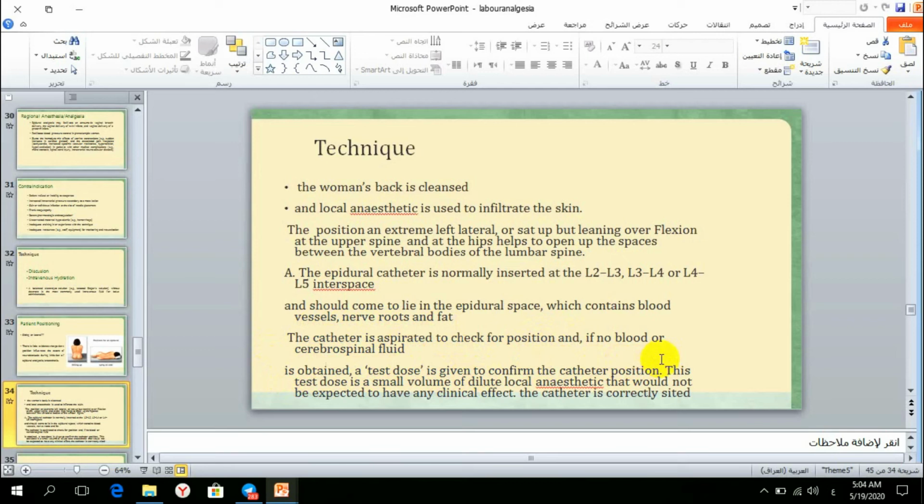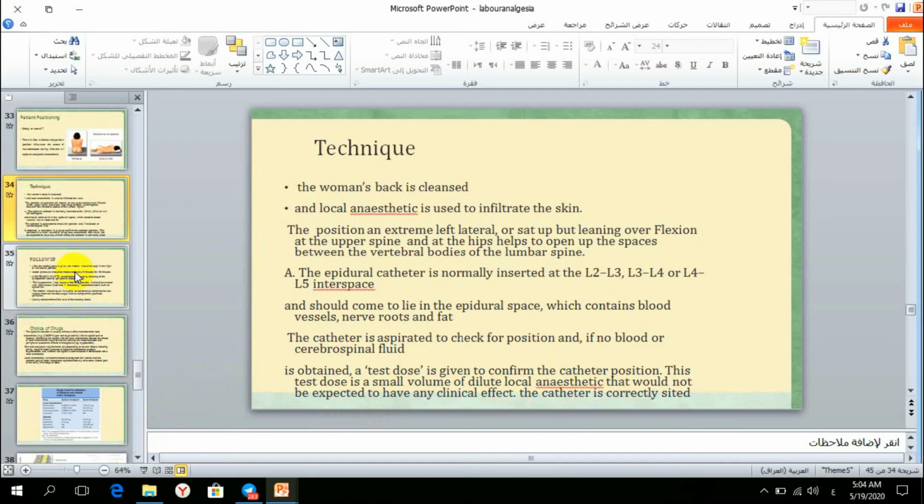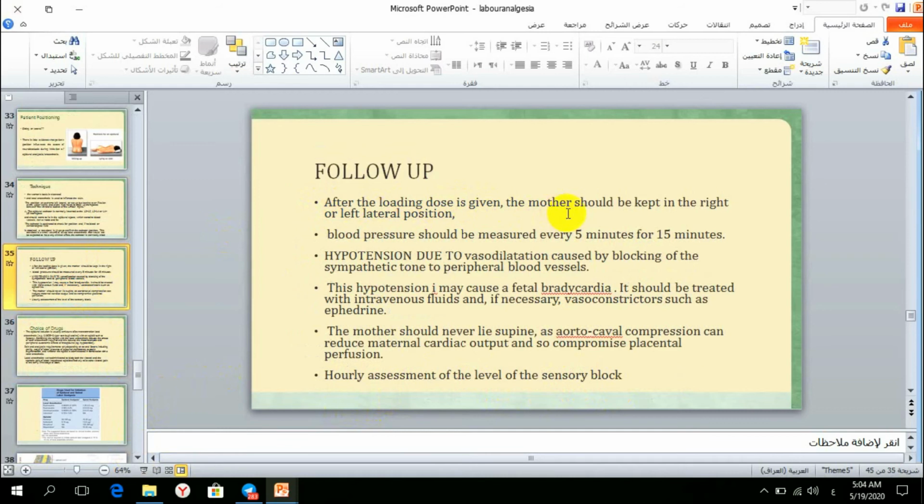Patient positioning: look here, either sitting up or lying on the side for epidural analgesia, sitting or lateral. There is little evidence that patient position influences the extent of a neural block during initiation of epidural analgesia or anesthesia. Technique: the woman's back is cleaned and local anesthetic is used to infiltrate the skin. The position, extreme left lateral or sat up but leaning over, with flexion at the upper spine and at the hip, helps to open up the spaces between the vertebral bodies of the lumbar spine.